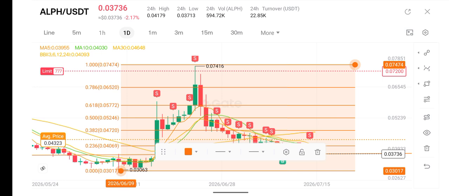0.05246. So if you are an intraday trader, you can buy now and put your take profit at each of these points, each of these levels.